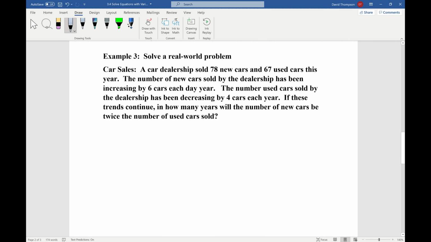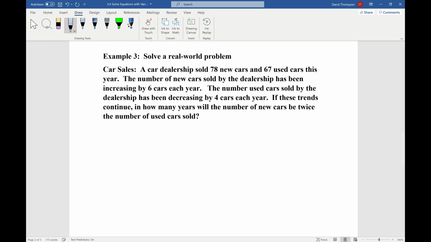Example 3. Solve a real-world problem. This one's about car sales. A car dealership sold 78 new cars and 67 used cars this year. The number of new cars sold by the dealership has been increasing by 6 cars each year. The number of used cars sold has been decreasing by 4 cars each year. If these trends continue, in how many years will the number of new cars be twice the number of used cars sold? So let's first write our expression.